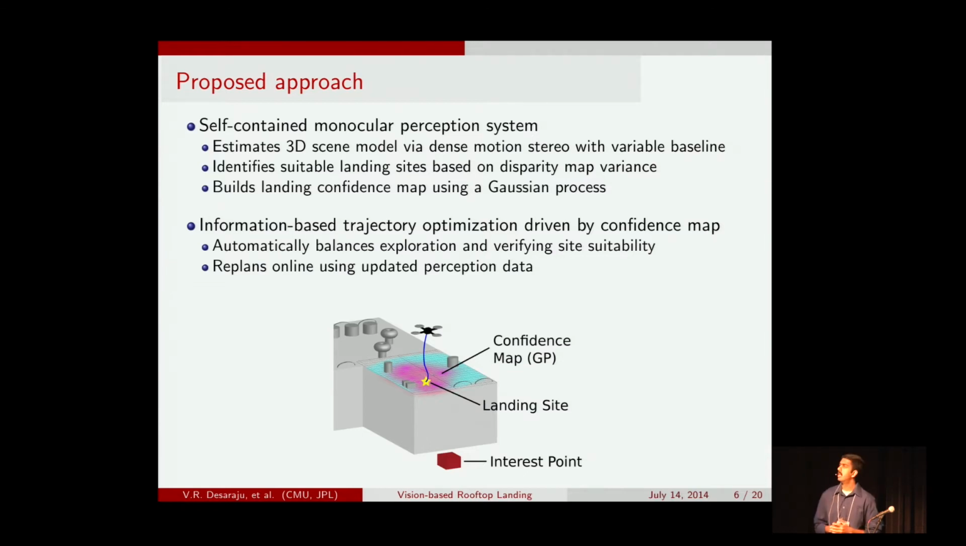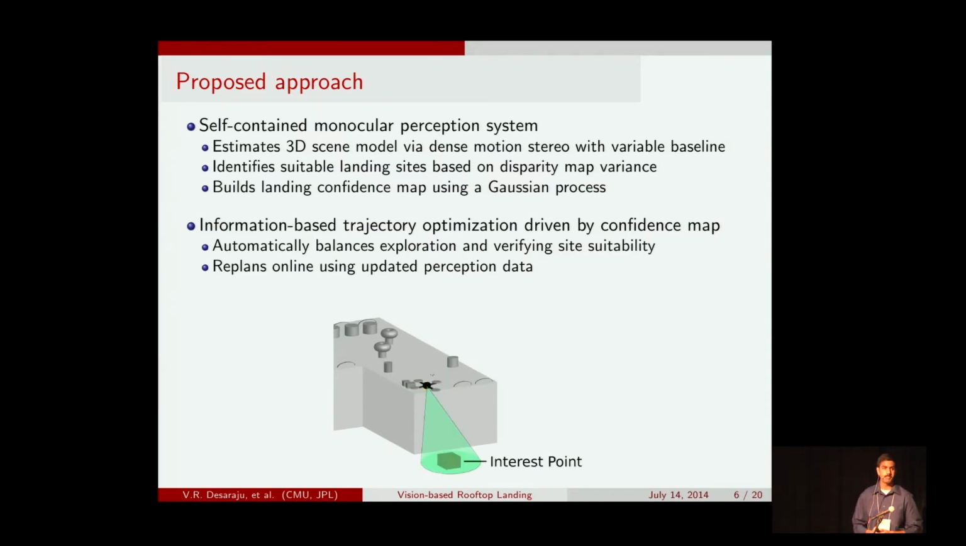The second component is an information-based trajectory optimization, which is driven by this confidence map that we're updating online. Since it's driven by this, we're able to automatically balance the need to explore the environment and also collect enough information to assess the suitability of a given landing site. And since we're constantly getting updated perception data, we are constantly replanning online so that we can use this updated data to identify better landing sites and ultimately land at the best possible site to execute the perch and stare task.